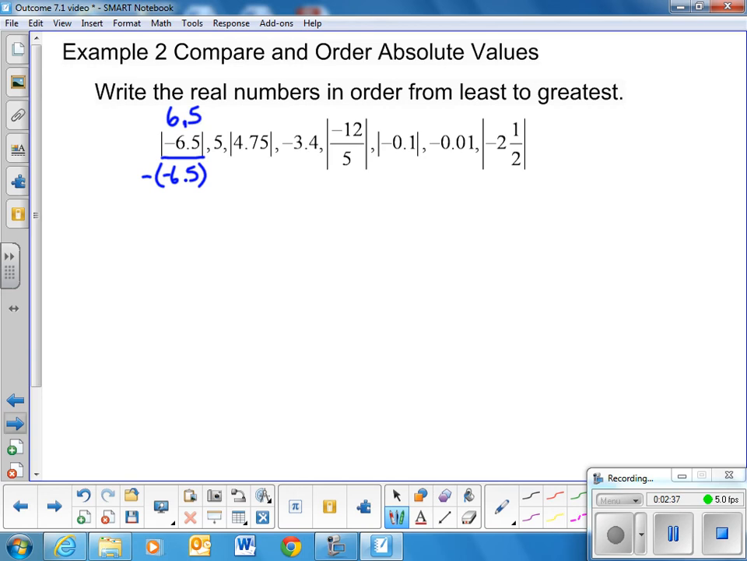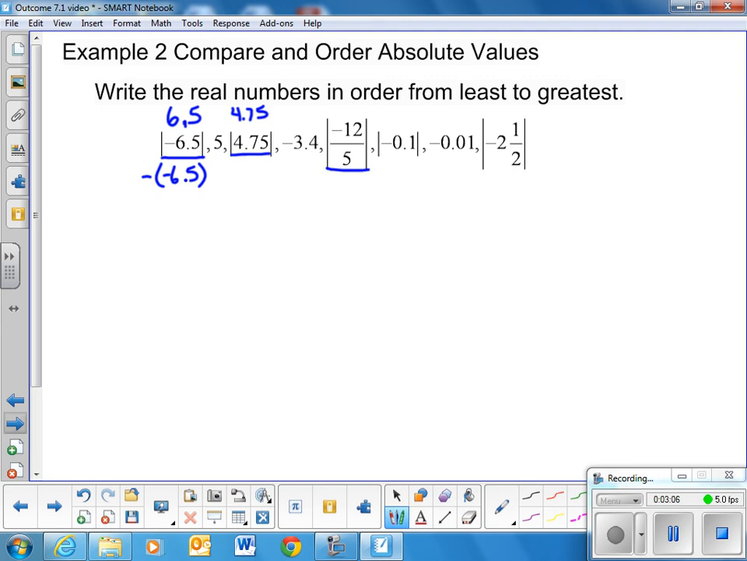Our next number is the number 5. There's nothing to simplify there. Then we have the absolute value of 4.75. Since 4.75 is greater than or equal to 0, the absolute value is just 4.75. Our next number is negative 3.4. It's not inside absolute value signs, so we don't need to do anything to change it. So it stays as negative 3.4.